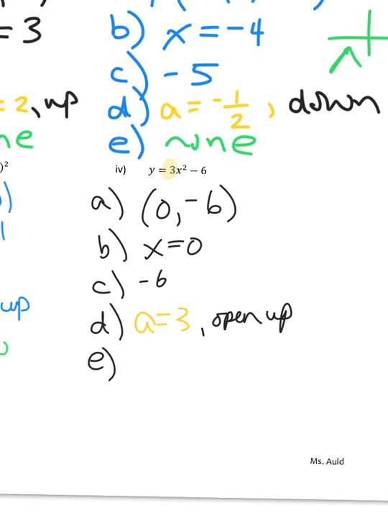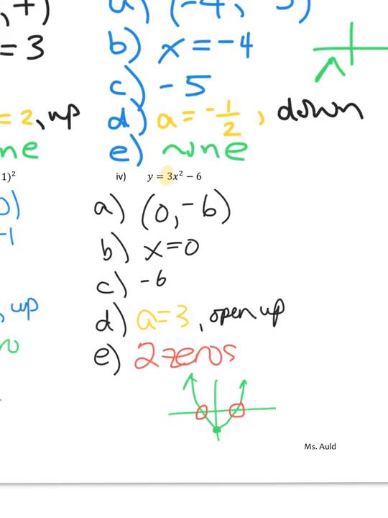And how many zeros? Let's think about this. My vertex is at 0, -6, so down here. My vertex is my y-intercept this time, and it's going to open up. So here's my parabola opening up. I'm going to have 1, 0 here and 1, 0 there. So we're going to have 2 zeros, and that's the most you're going to have. Either 0, 1, or 2.